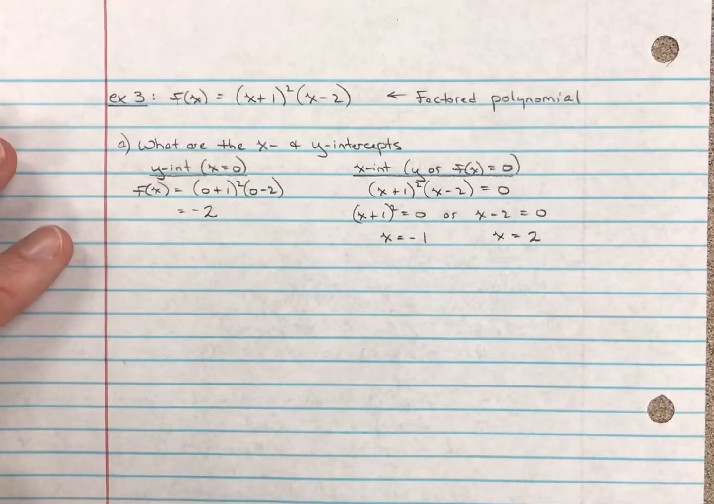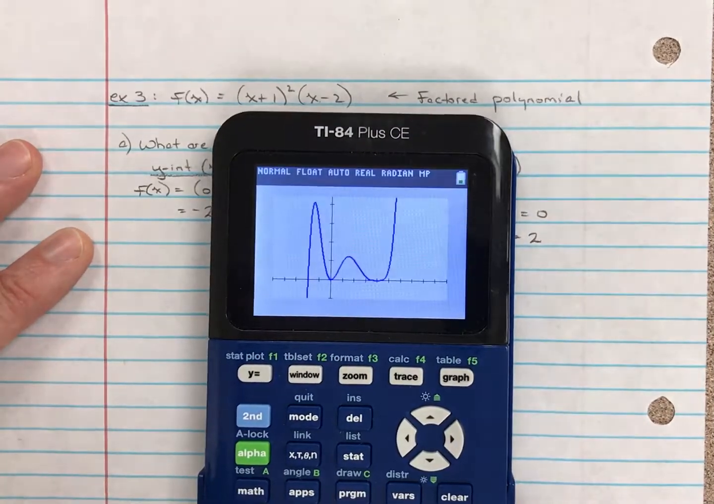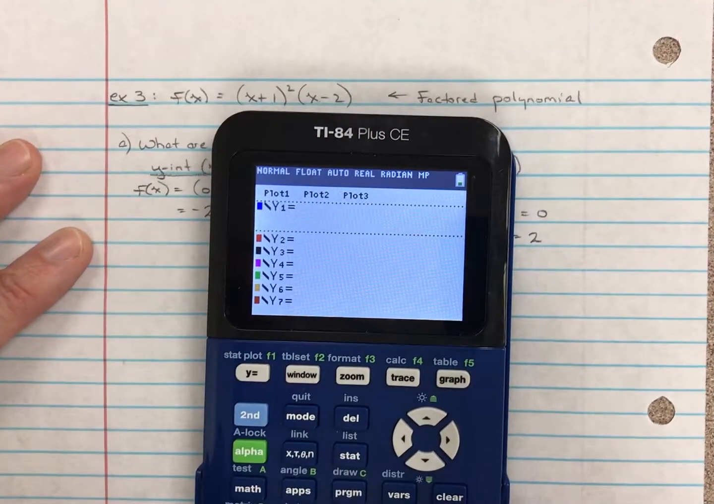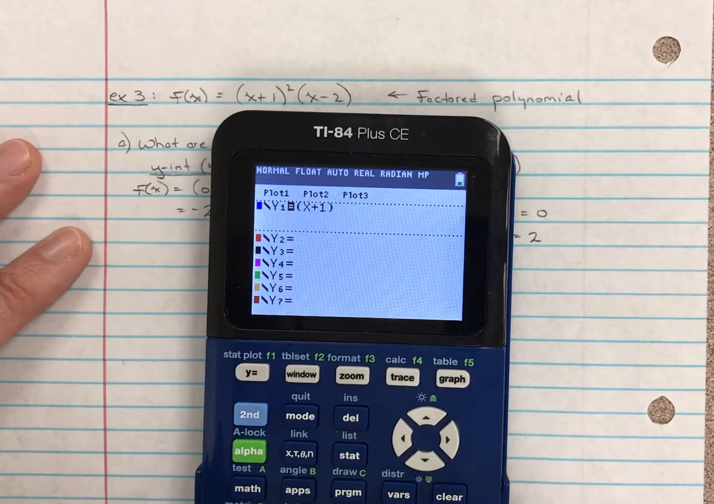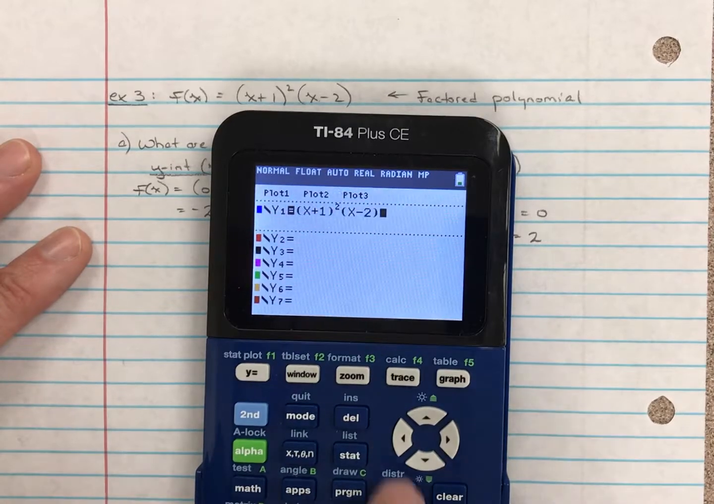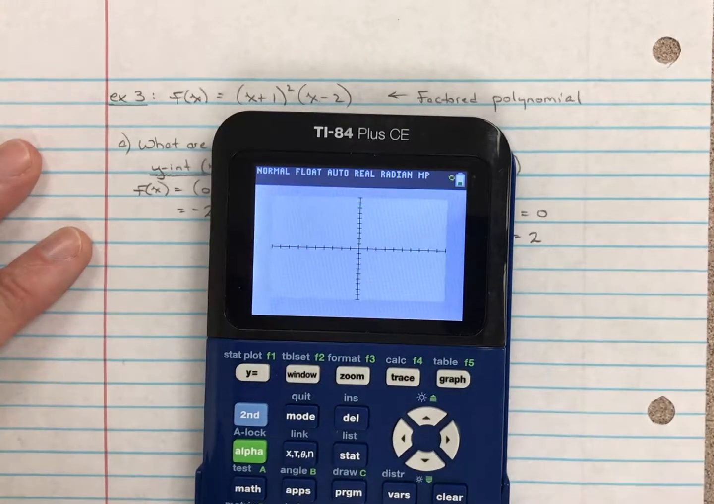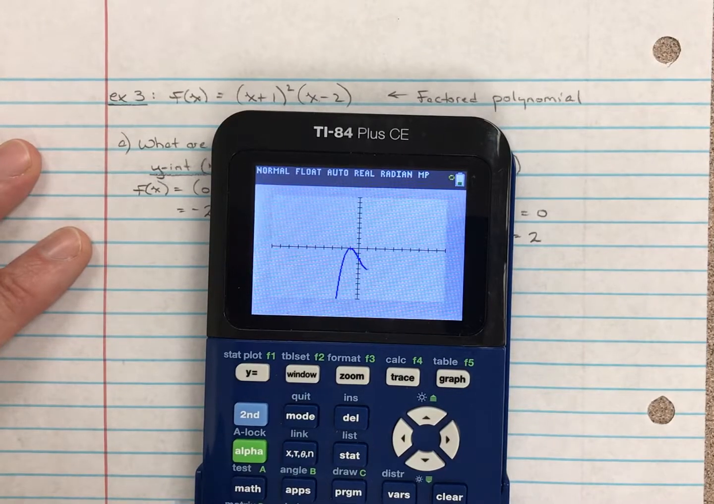Okay, let's graph it. We're going to go into y equals, clear this one out, parenthesis, x plus 1, the quantity squared, parenthesis, x minus 2. I think my window's off, so I'm going to go back to my standard window. Oh, I did pretty well. Okay, so there it is.